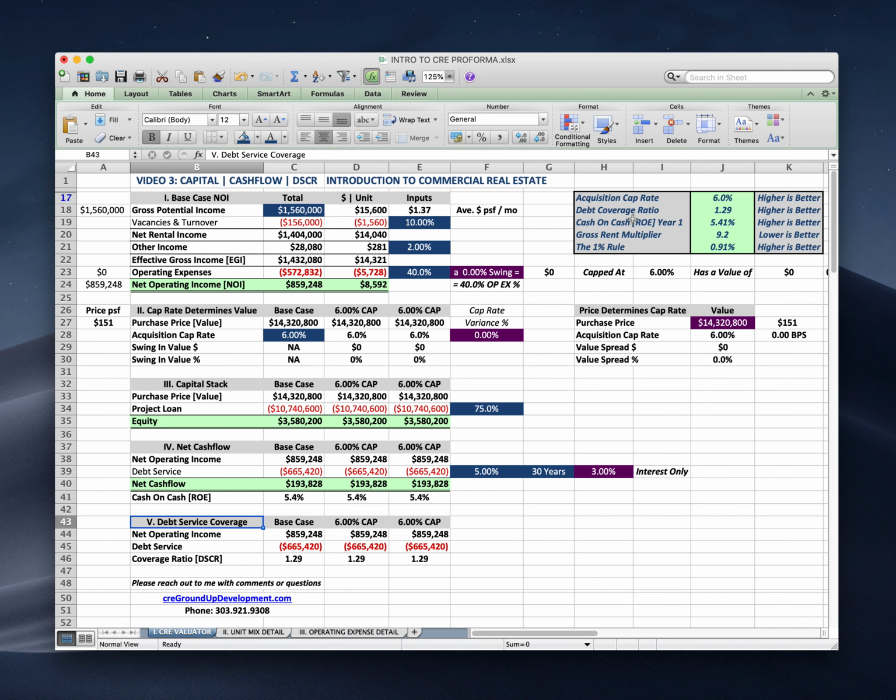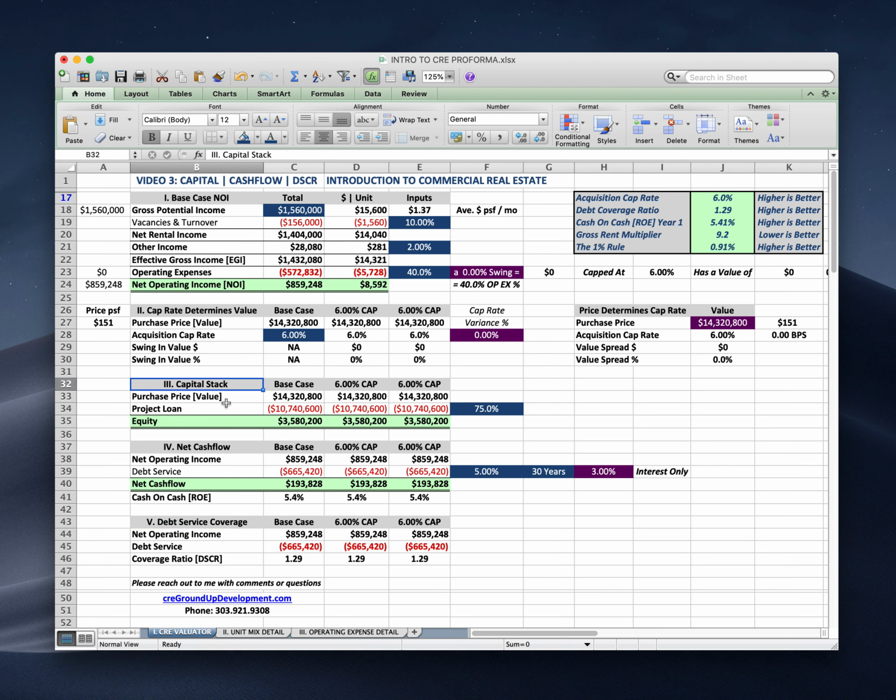And stay tuned for video 4, where we're going to underwrite, using this pro forma, the acquisition of a cash flowing property that is actually for sale somewhere here on the internet. So let's get into the meat of video 3 right now, which is to look at something called capital stack.